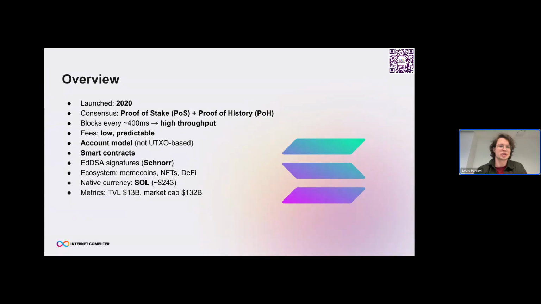Solana is used most in the ecosystems of meme coins, NFTs, and DeFi. Its native currency is SOL, which is currently valued at about $243. It has a TVL, or total value locked, of $13 billion and a market cap of around $132 billion. These numbers, I think, are from earlier today. You can scan the QR code at the top right to find the latest numbers. But generally, Solana is the third largest blockchain behind Bitcoin and Ethereum.